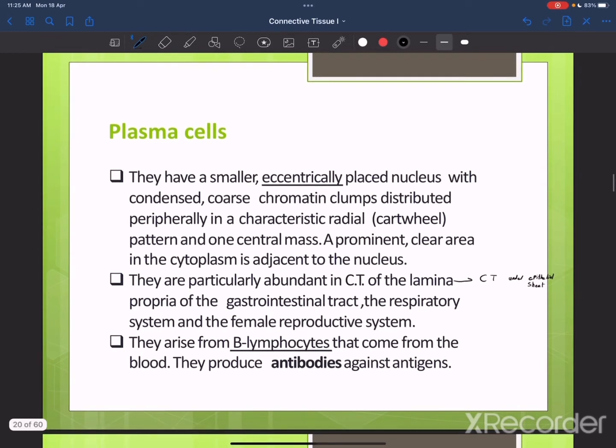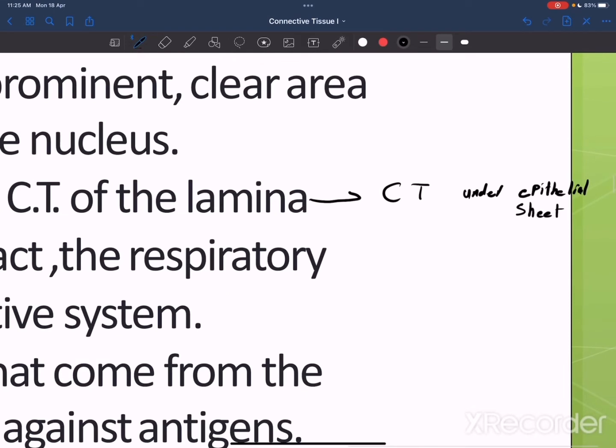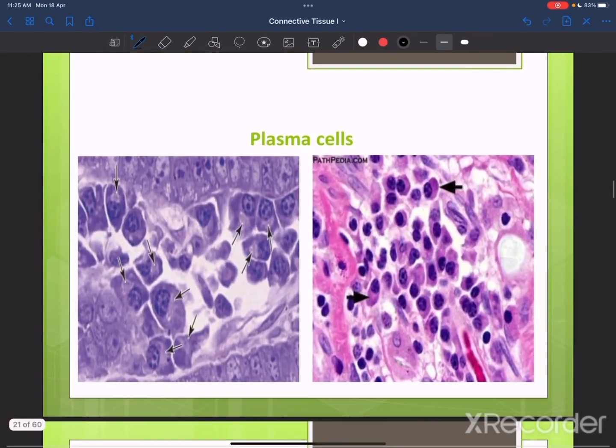The plasma cells arise from B lymphocytes that come from the blood, and their function is to produce antibodies against antigens. Here is the slide of a plasma cell. You can see the eccentric nucleus, and we have two groups of chromatin, one central and the others arranged around the wall of the nucleus in the form of a cartwheel. Again, here is the same characteristic feature of the nucleus.